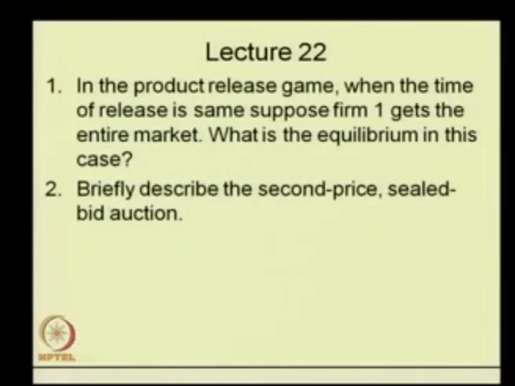In the product release game, when the time of release is same, suppose firm one gets the entire market, and then what is the equilibrium in this case? So let us try to remember what was the product release game and what was the equilibrium. So there are two firms planning to launch a product.